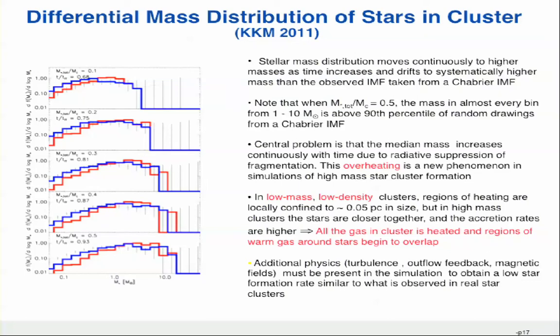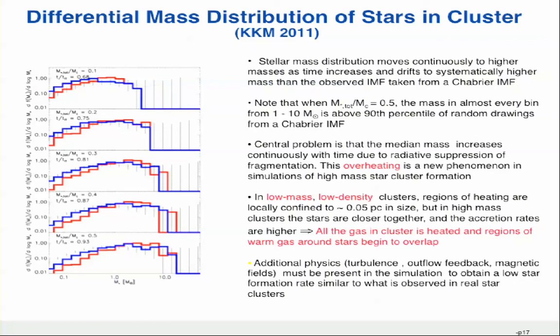So the central problem is that the median mass increases continuously in time due to an over-radiative suppression of fragmentation, and this overheating is a new phenomenon in cluster formation. Now, you don't see this in simulations of low mass, low density clusters. What we've shown is that those regions of heating are locally confined around the stars, but if you go to high mass clusters, the stars are clustered in denser regions, their accretion rates are higher, and so all the gas in the cluster becomes heated.